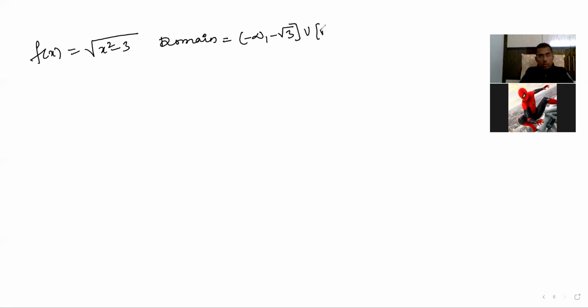F of x is equal to under root of x square minus 3. Sir, I got the domain. We only have to find the domain for this. And I got the domain as minus infinity to minus root 3, union root 3 to infinity. I don't know if it's right. Correct. Okay, sir.